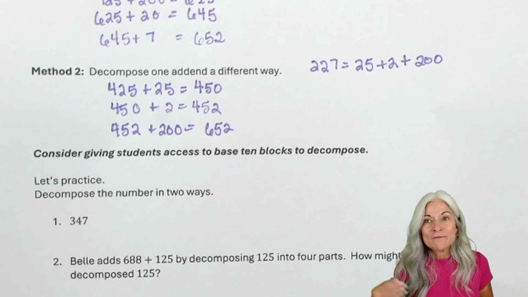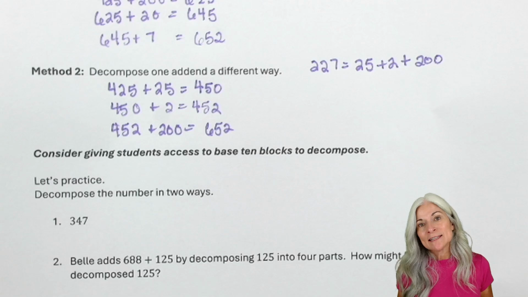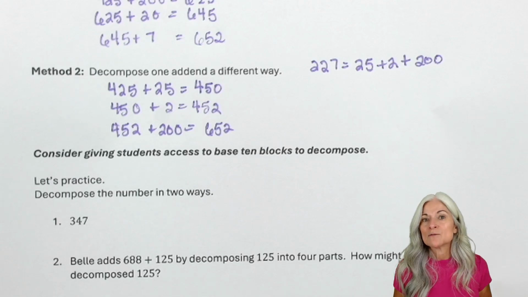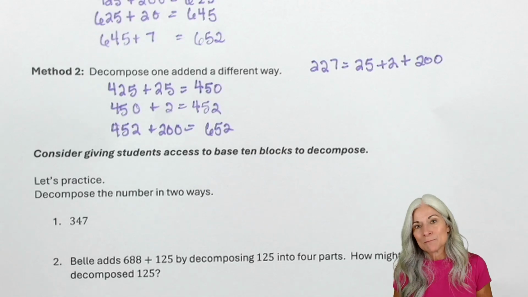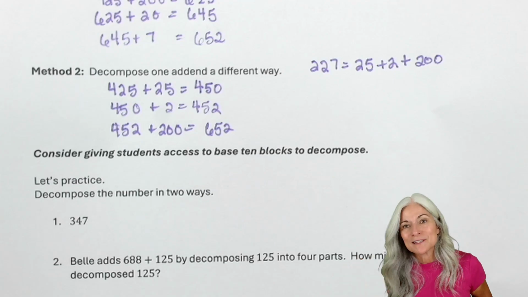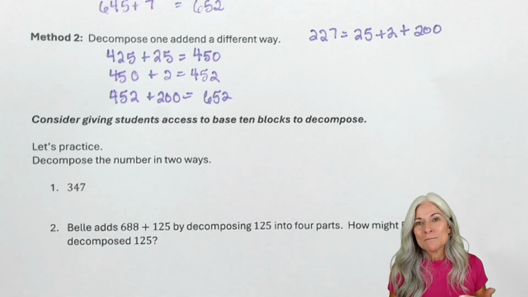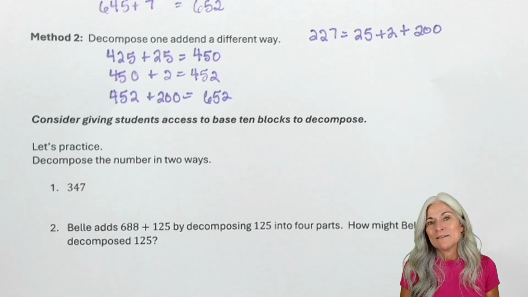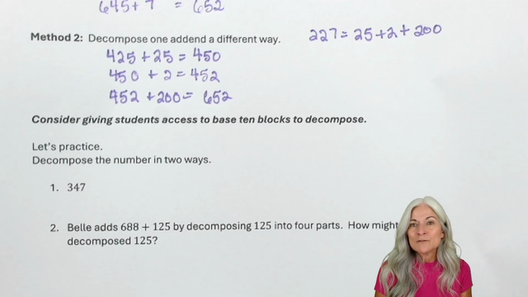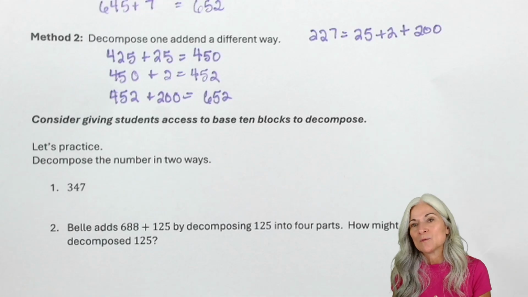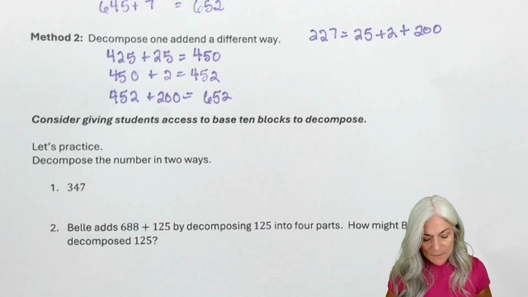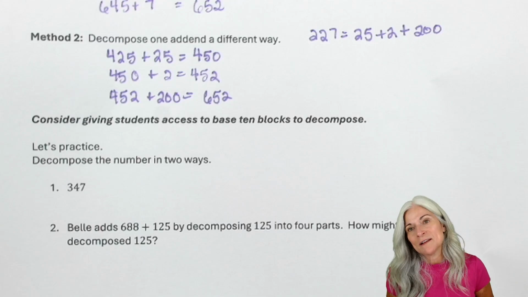Or maybe 5 is an easy number to add. So we want to decompose it into 300 plus 40 plus 5 plus 2. They're going to have a problem, something like this one too, where Belle is adding 688 plus 125 by decomposing 125 into 4 parts. How might she decompose 125?